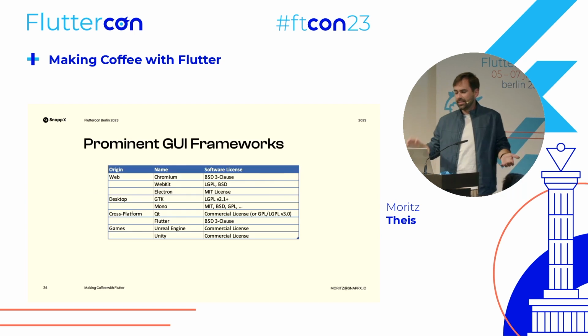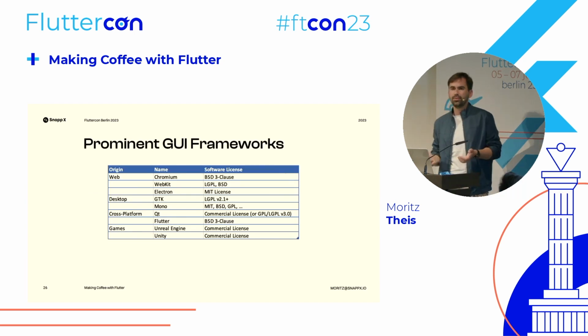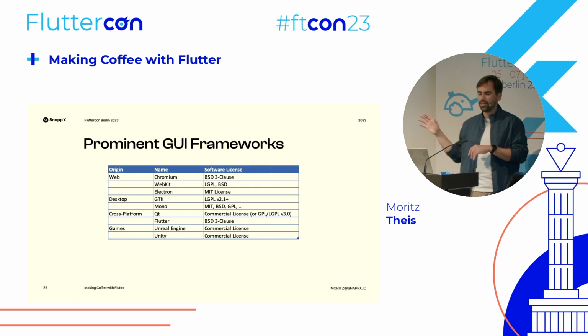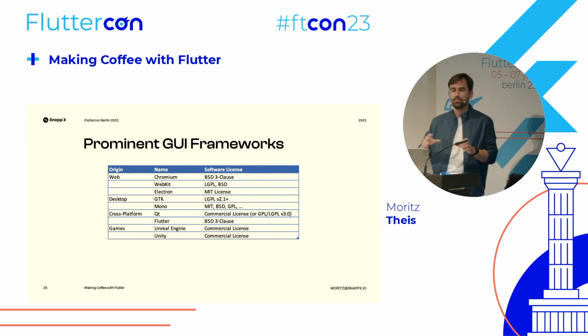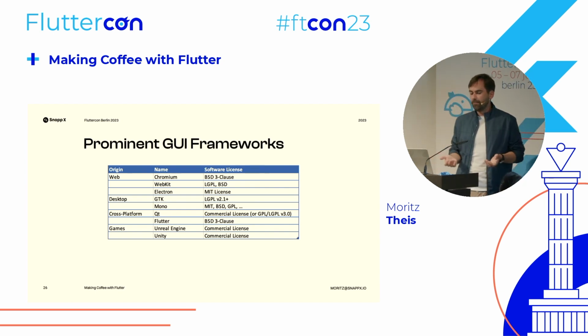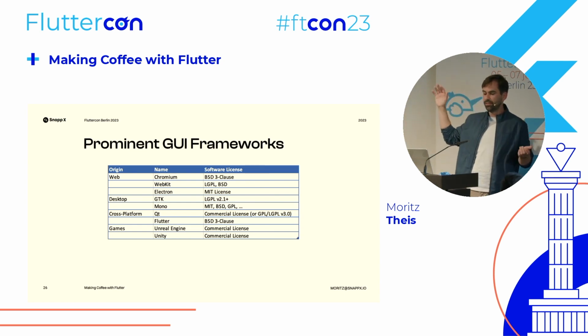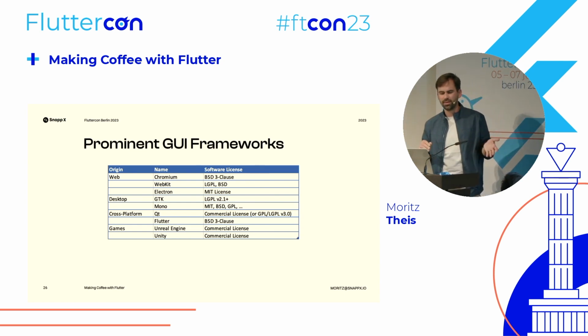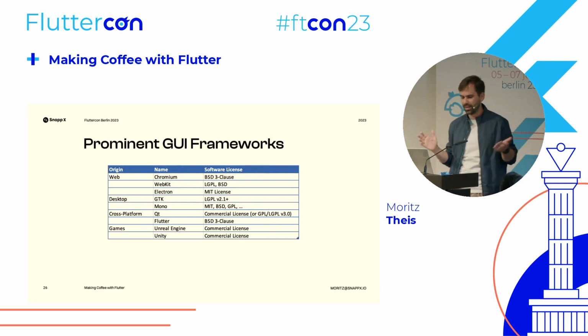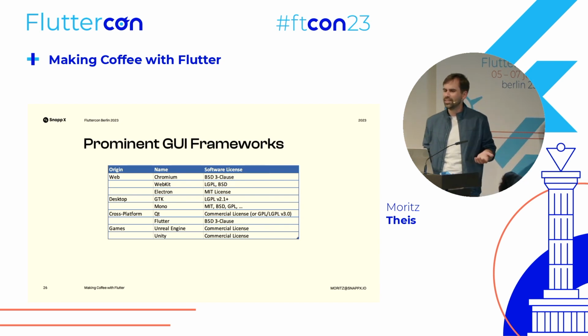why? And if we look into that, and if we compare a little bit, this is only a few GUI frameworks prominent, especially on Linux. Then, yeah, we have Chromium, we have GTK, Mono, Qt, Flutter. I don't think somebody will write something for coffee machines in Unreal Engine or in Unity, but it's there. We could do it.